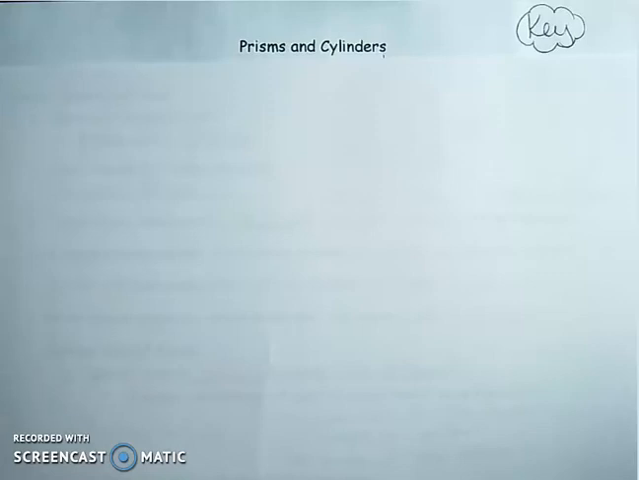So on Friday we talked about just the basics of 3D shapes. Today we're going to talk about specifically prisms and cylinders and how to find surface area and volume. So before we do any of the formulas, we got to get into detail about what a prism is.